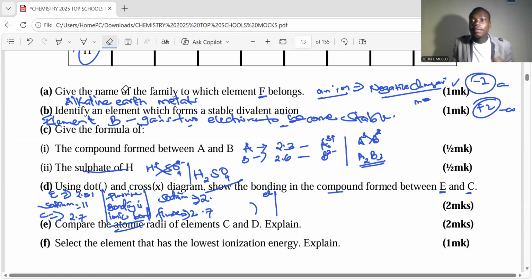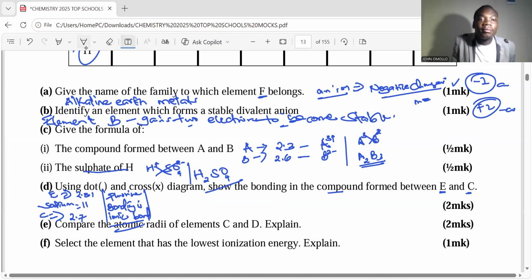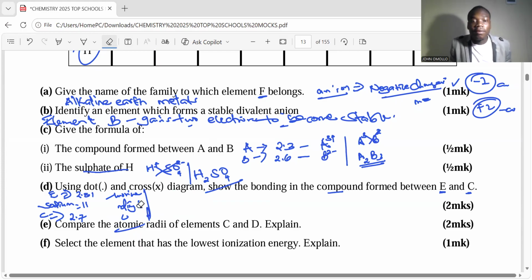I hope you are getting the concept clearly. We have just said that the bond that is going to be formed between E and C, since we have gotten the electron configuration of both, and we have known that E is sodium and C is fluorine, the kind of bond that is going to be formed between those two is referred to as ionic bond. Are you getting that? So they're going to form a compound using an ionic bond. And the compound that is going to be formed when sodium and fluorine react is referred to as sodium fluoride. Are you getting that? Sodium fluoride.